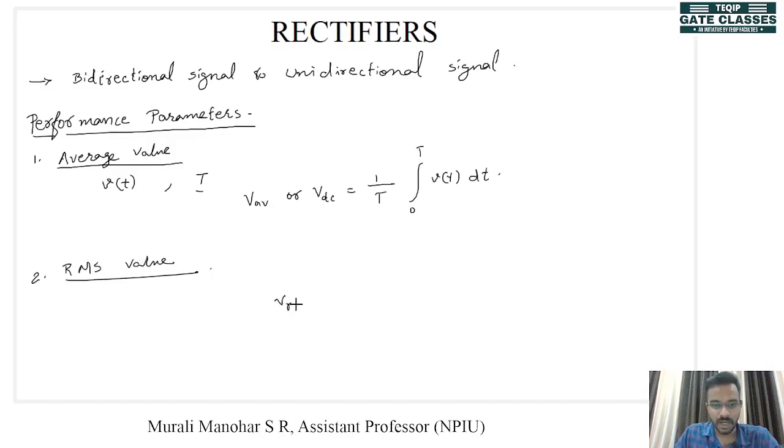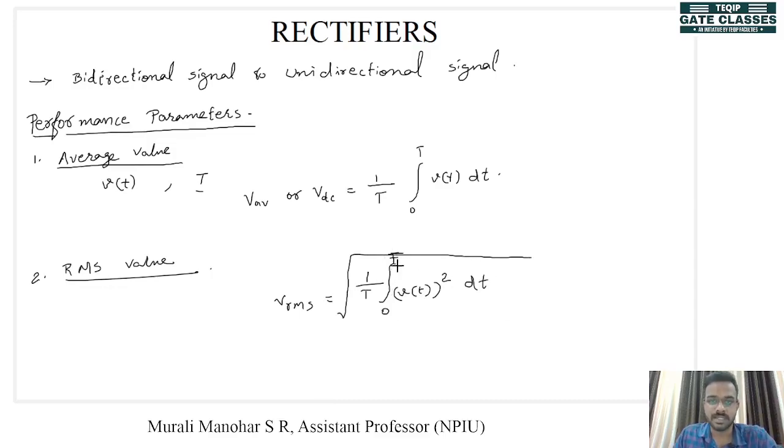So VRMS can be found out by first squaring the signal, V of t all square, then finding its mean, 1 by T integral over 0 to T of V of t square. So this gives the mean square value of the signal, then find the root of that. This will give you the RMS value of any signal. VRMS is equal to under root 1 by T integral 0 to T of V of t square dt.